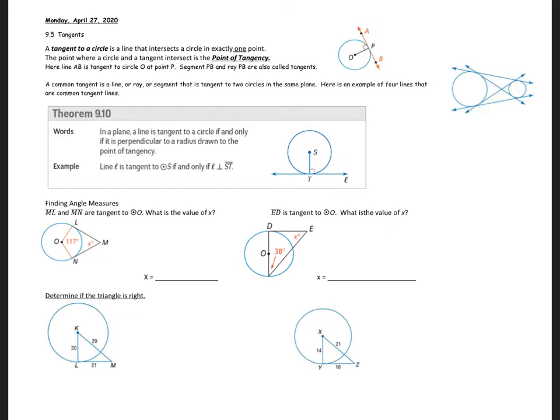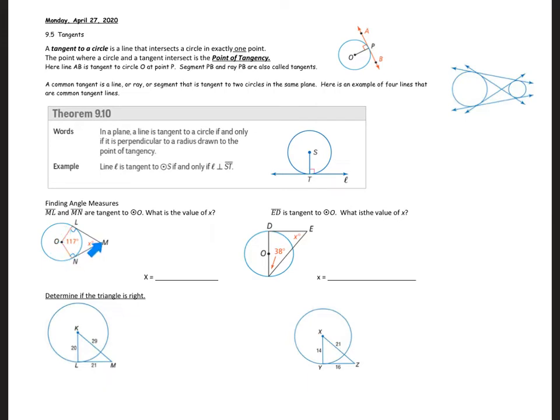So finding some angle measures here, I have segment ML and segment MN being tangent to circle O. I'm asked what is the value of x. If I look at my picture, I know because they are tangent and by theorem 9.10 that these two angles right here are 90 degrees, drawn in my picture. Again, if you need help, this is angle OLM and this is angle ONM.